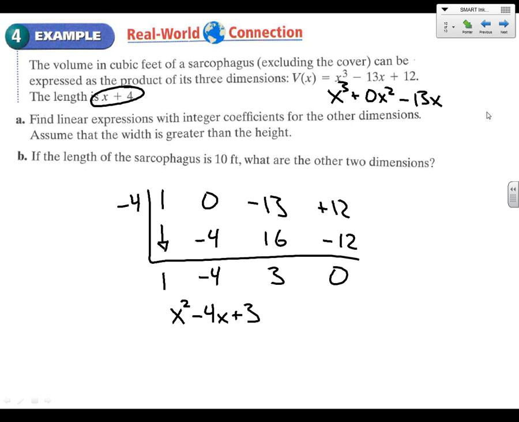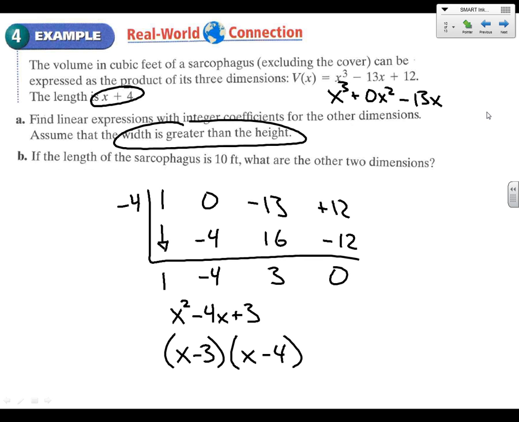That's the width times the height, but can we factor that? I think so. x minus 3, x minus 4. And then it says the width is greater than the height. So which one of these is greater? That would be the width. That would be the height. Because minusing 3 is better than minusing 4. So that's the width, that's the height. Let me write down the length again. x plus 4. That's the length.